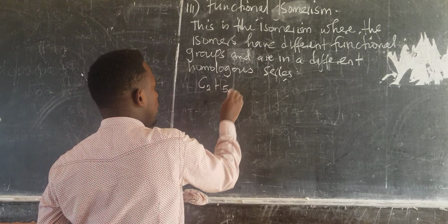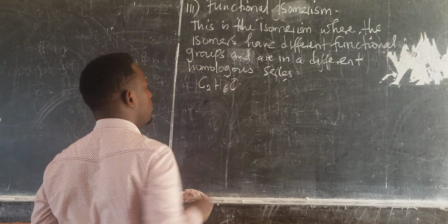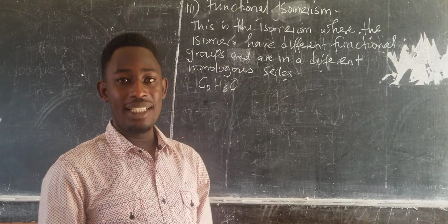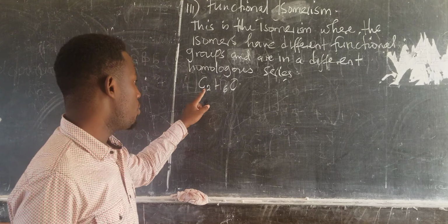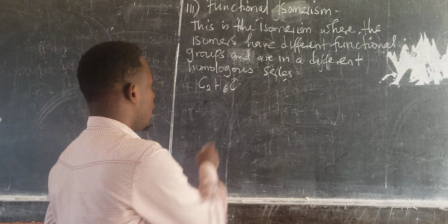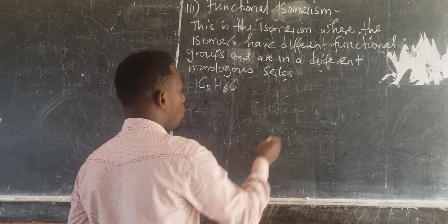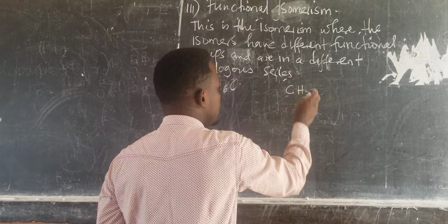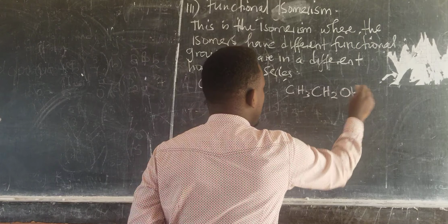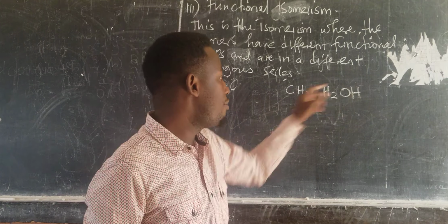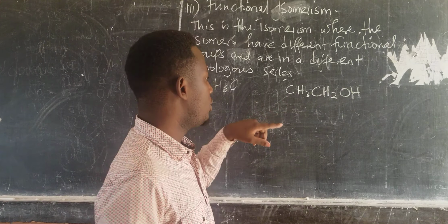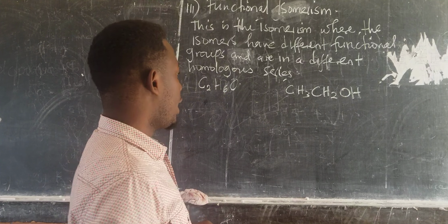C2H6O. This is a molecular formula that is shared by both ethers and alcohols, for a compound with 2 carbon atoms. So let me give an example of an alcohol. It will be CH3CH2OH. And when you look at the hydrogens, they are 6. The carbons, they are 2, and 1 oxygen. But it can also be an ether.